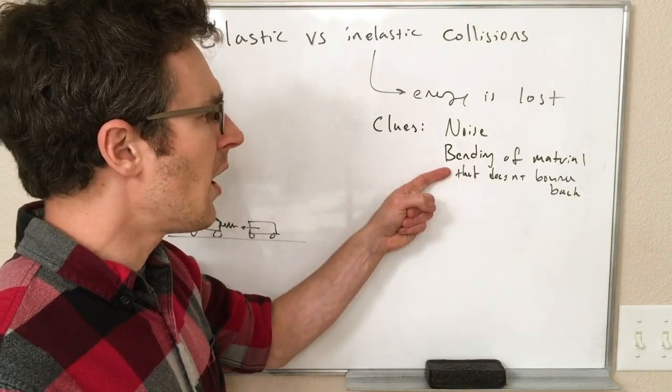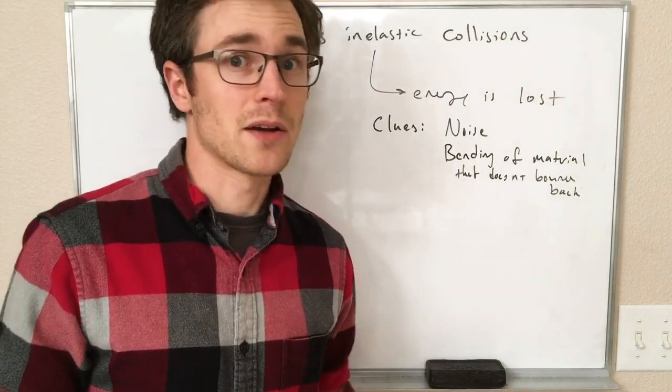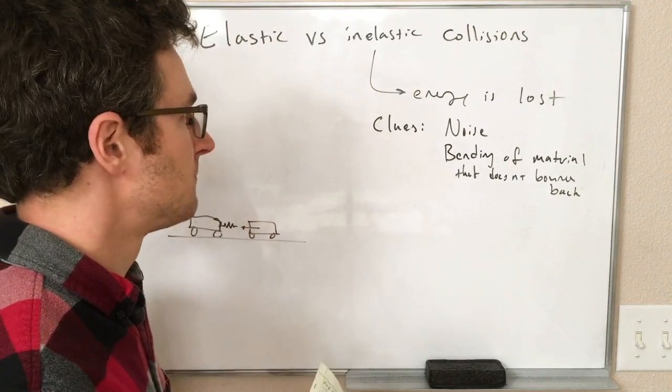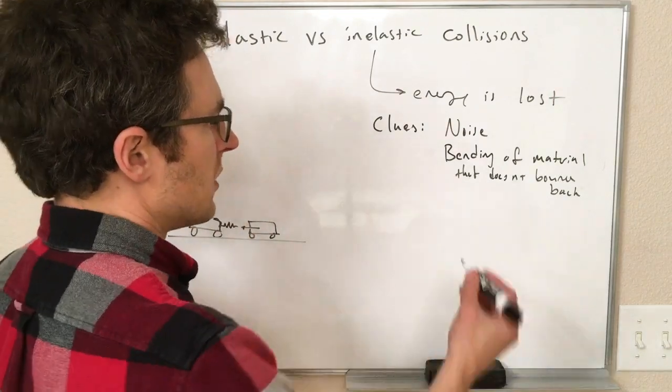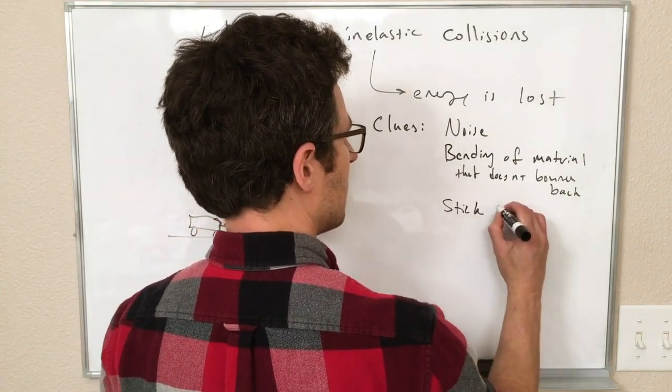So that bending of material takes energy. You don't get that energy back. So that is another clue that a collision is inelastic. Lastly, and this is one that we will definitely see in lab, if two objects stick together.